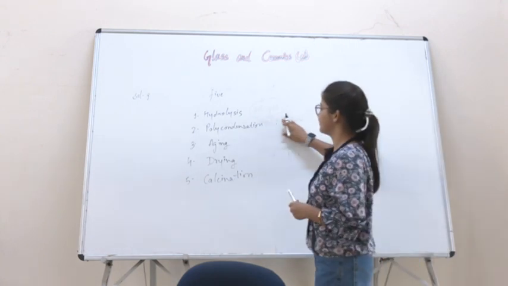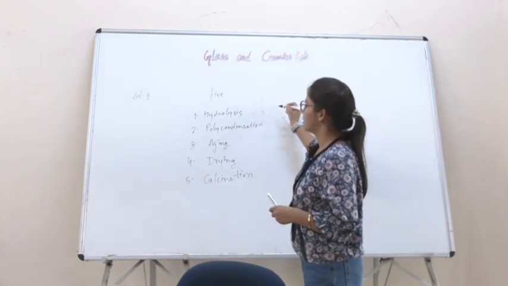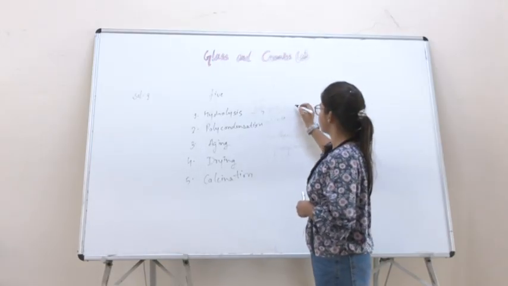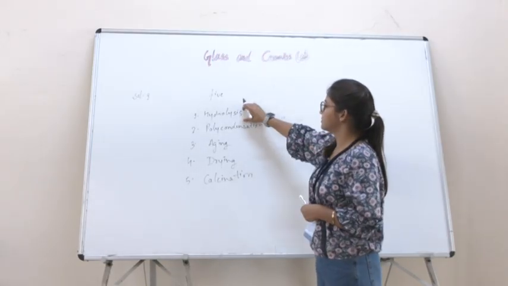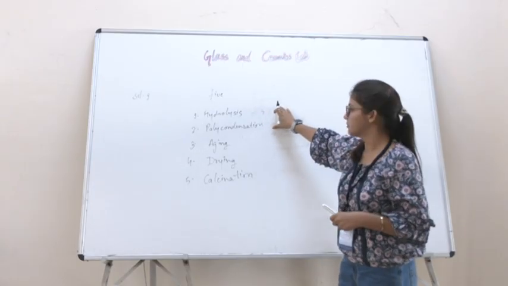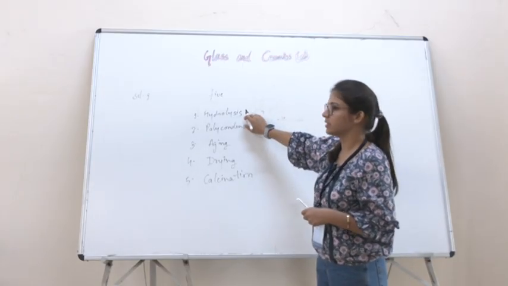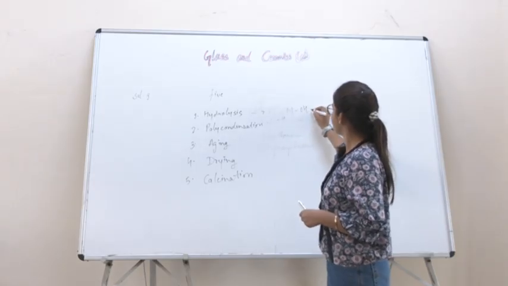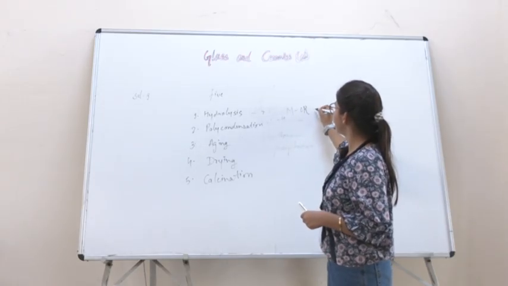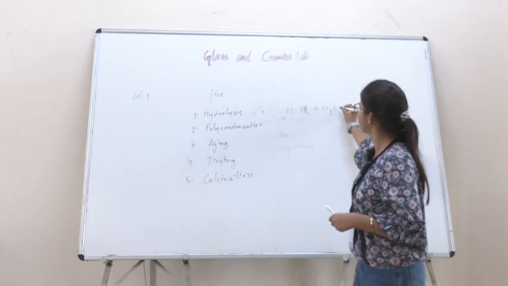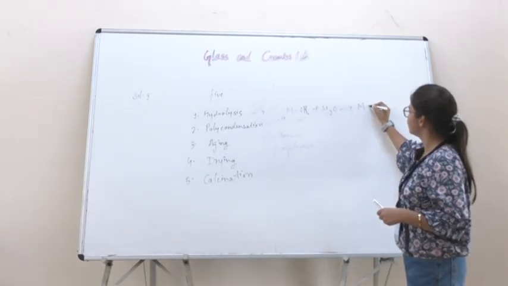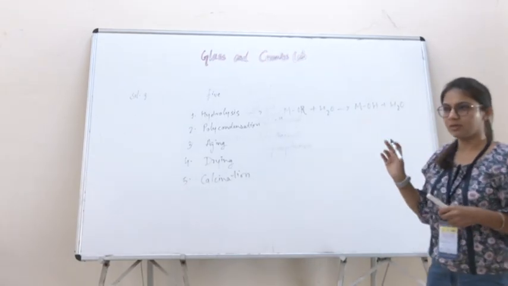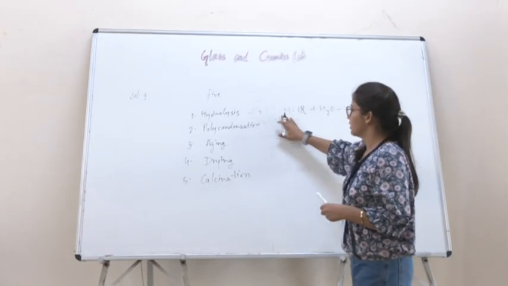So in the first step, hydrolysis, means the reaction of the metal alkoxide with water. Usually these two fundamental reactions are involved: hydrolysis and polycondensation. So in hydrolysis, the reaction of metal alkoxide with the water will form metal hydroxide plus alcohol. Okay, so this reaction is involved.